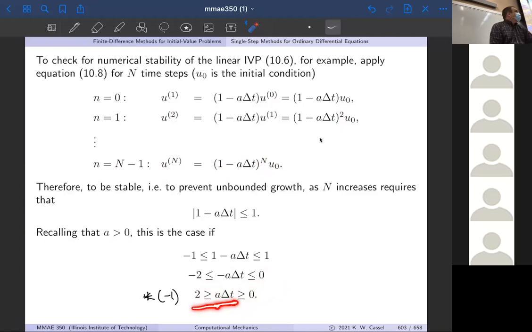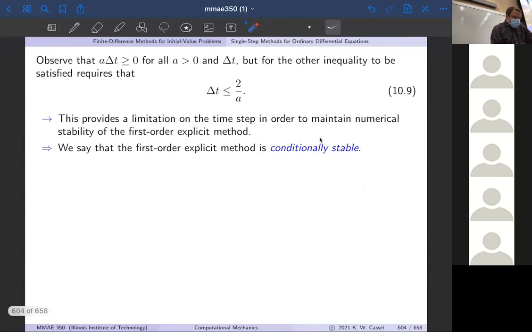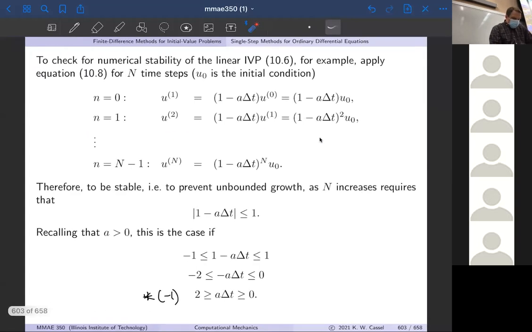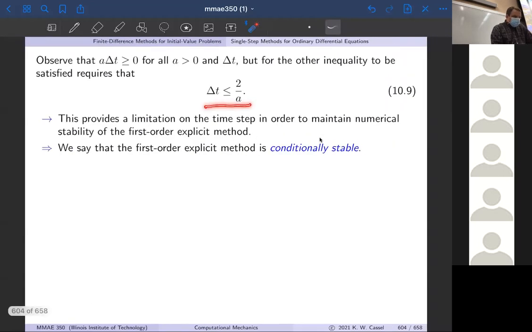Is a delta t always less than or equal to 2? Well, no. Depends on the delta t, depends on the a. So this is the one that I have to be careful about in terms of numerical stability. So if I solve for delta t, that says that delta t has to be less than or equal to 2 over a. Okay, just bringing the a over here to the left-hand side. So delta t has to be less than 2 over a. So depending on what a is, that's the parameter in the problem, 2 divided by that determines the time step that I have to use in order for my numerical solution to remain stable.